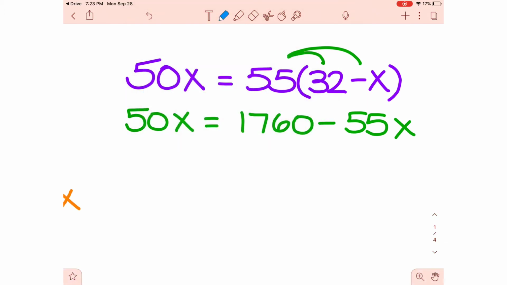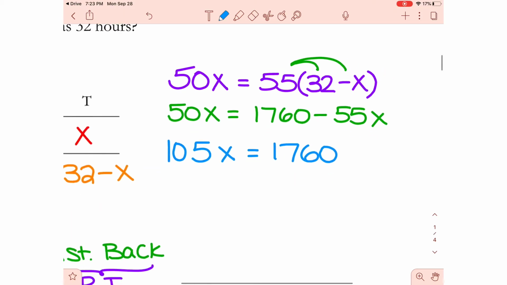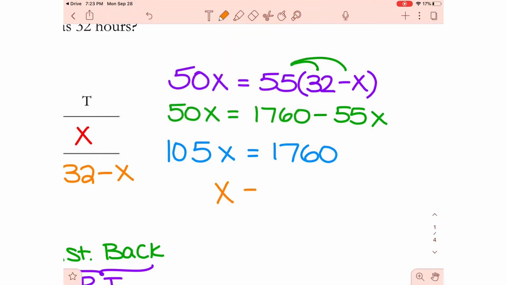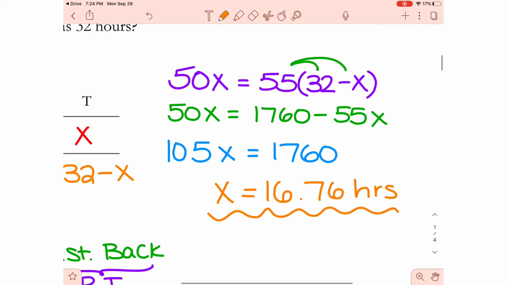Okay, so to keep solving, I'm going to add over this 55 to the left to make 105x equals 1,760, and then divide over the 105. So x equals, it doesn't come out nice, that's okay, 16.76 hours. Now guys, that's not answering the question.